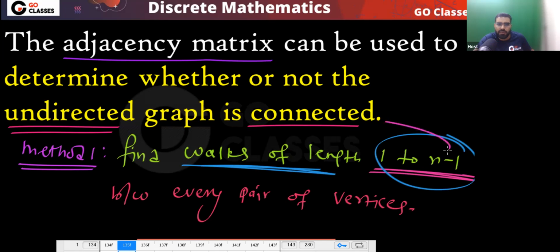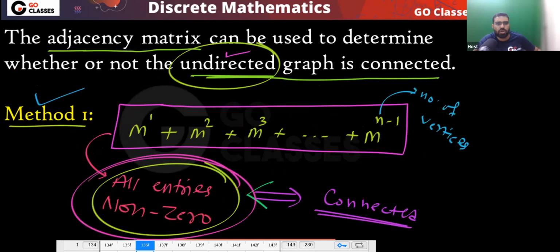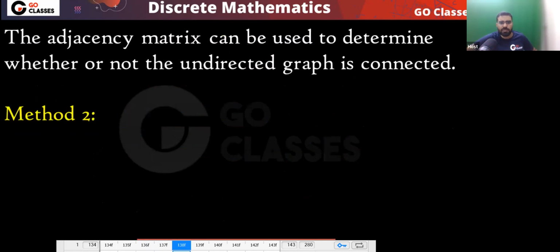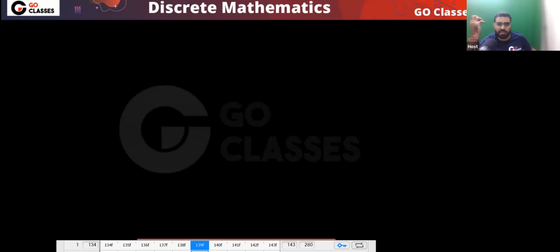If it is connected, then all the values must be non-zero. And if all the values are non-zero, then it is connected. So this is an if and only if theorem. What is method number 2? Method number 2 is something smart. Let's assume you only want to find A power n minus 1. This method uses this idea.